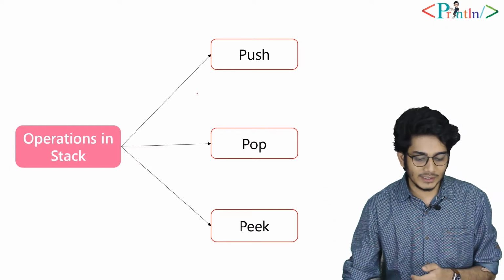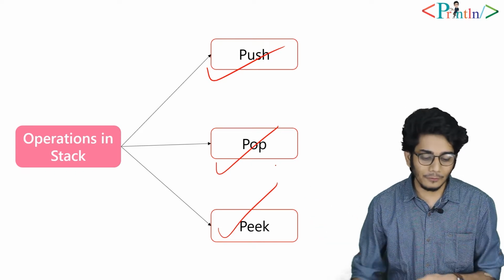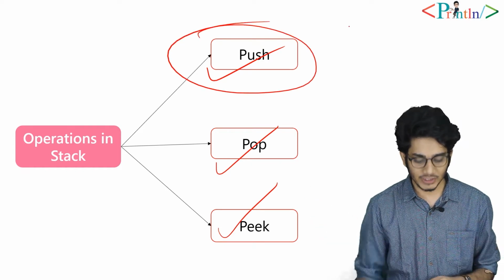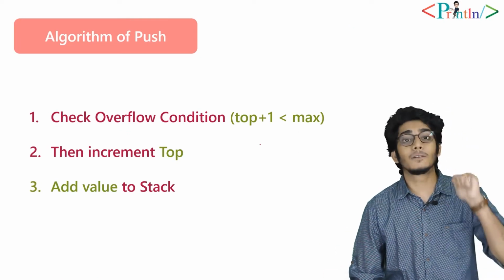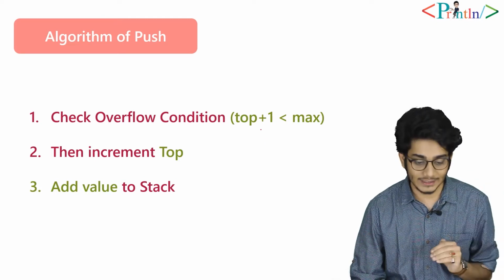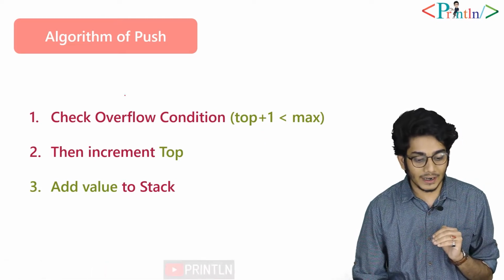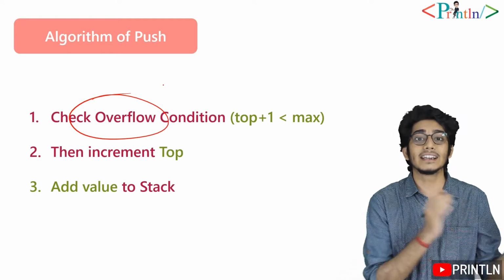So as you can see on my screen, push, pop and peek are written over there. Now we'll talk about the push function. So what does the push function basically do? At first, for pushing any element into the stack, we have to check some condition. So what is that? If our stack is overflow, then we can't insert anything into our stack.